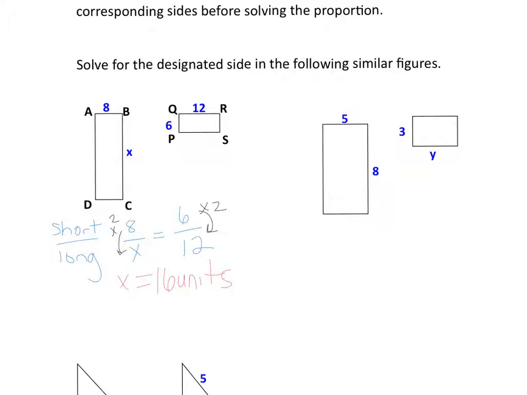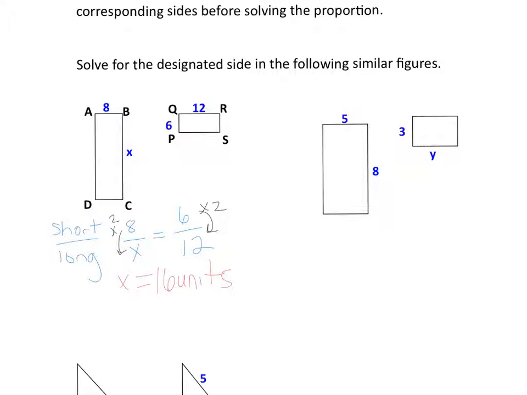But notice that I gave a set of units on the side just to help me make sure that we aligned the numbers correctly. There are a lot of students that would have lined up the 8 over x and the 12 over 6, not thinking about I have to have the short sides on the same side of the ratio bar and I have to have the long sides on the same side.